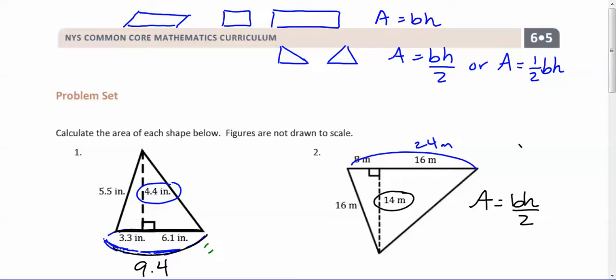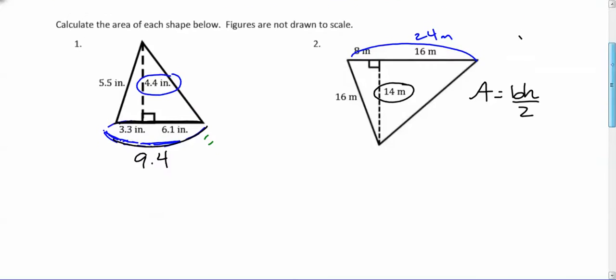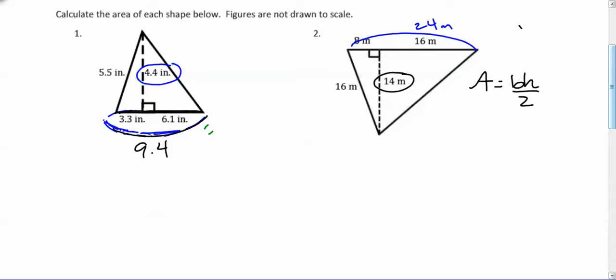We next learned areas of right triangles and areas of triangles, and again we're looking for the right angle and the base, and we have to make sure we're including all of the base and not including parts that aren't actually part of the triangle. At number 1, area equals base times height divided by 2. You have your height of 4.4, and to find the entire base, you'd add 3.3 and 6.1, which gives you a total of 9.4. Then you multiply those two numbers, divide by 2, and that gives you your area.